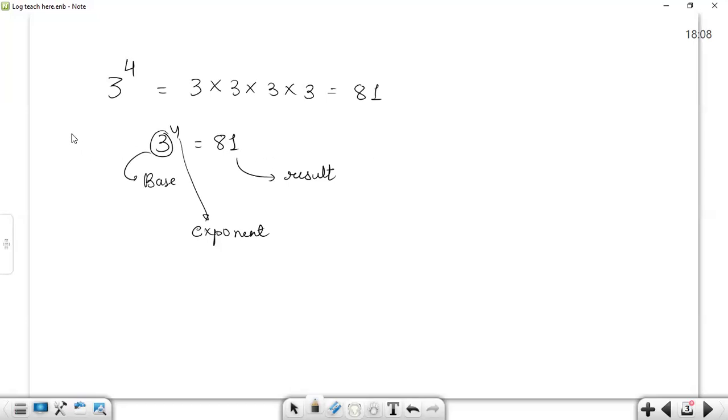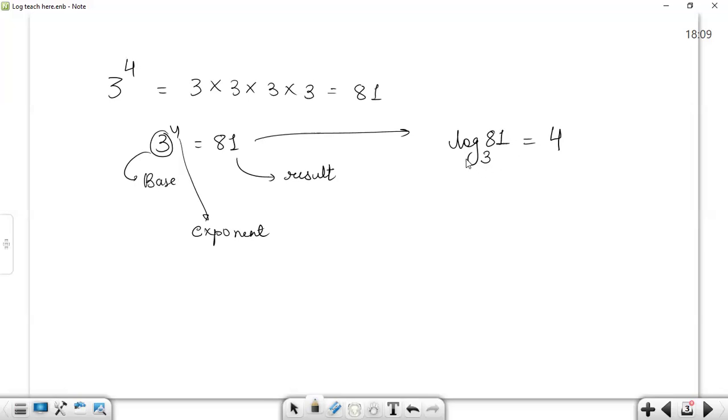So here, in an exponential function, we were finding the result when some base is raised to some power. But in a logarithm function, how will we write this? Logarithm base 3, and its answer is 81.